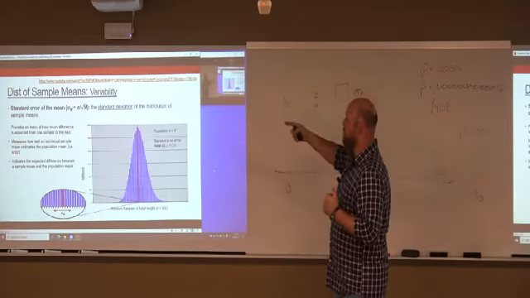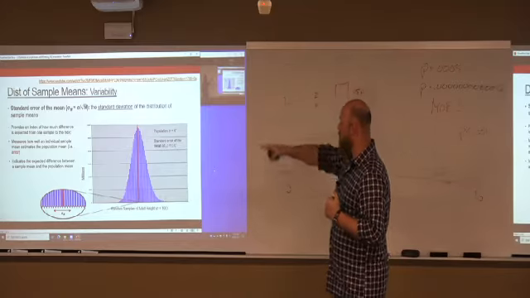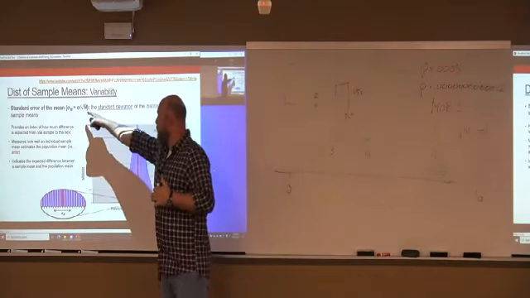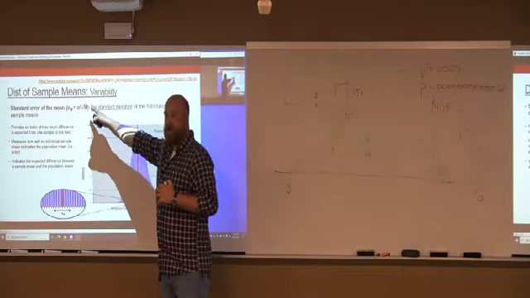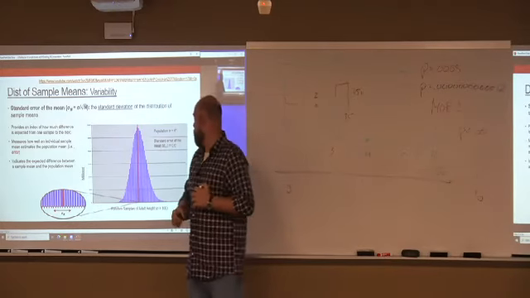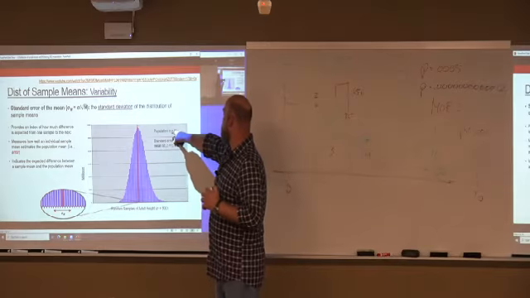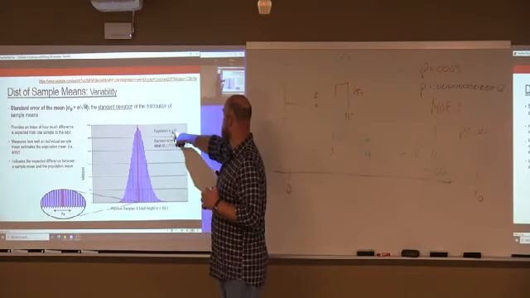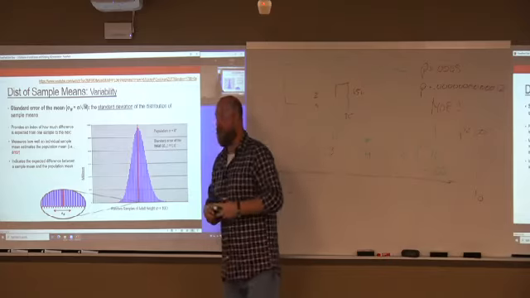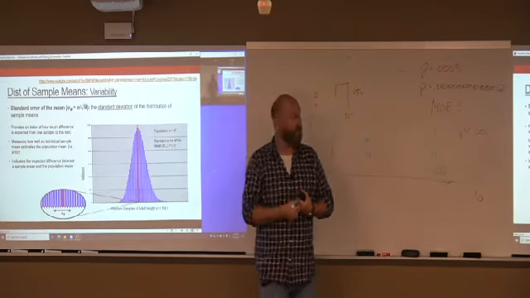Standard error is the standard deviation of the distribution of sample means. We talked about this before when we were calculating confidence intervals. It's just going to be the population standard deviation divided by the square root of the sample size, right? So here we have a population standard deviation of 6 inches. The standard error of the mean is going to be 0.6, okay?